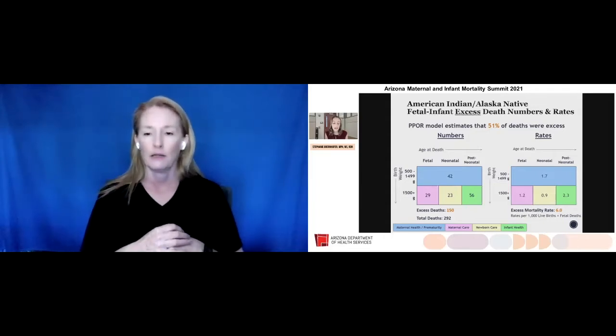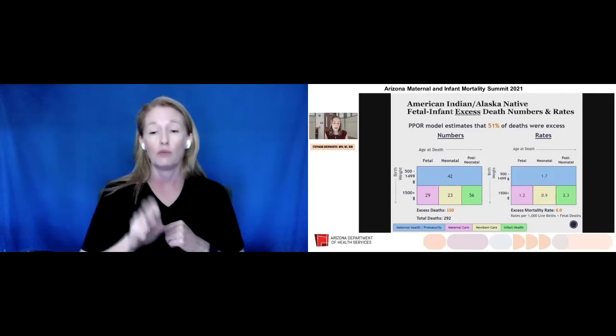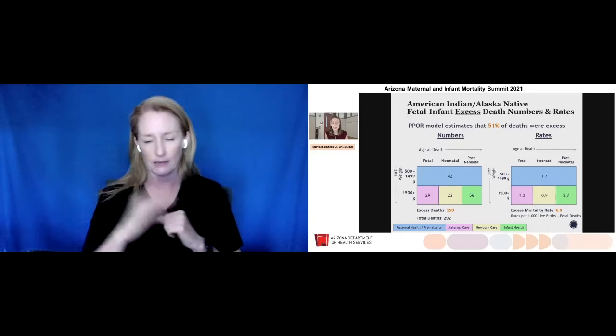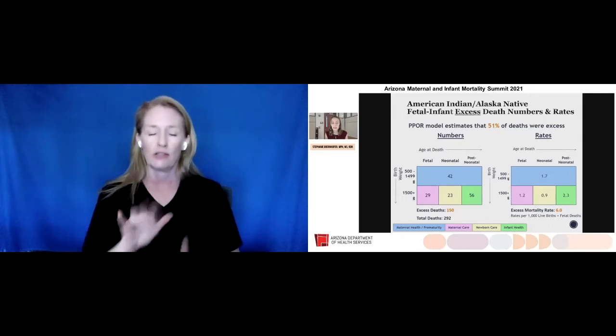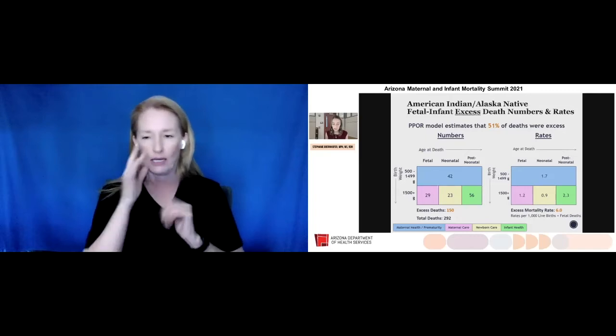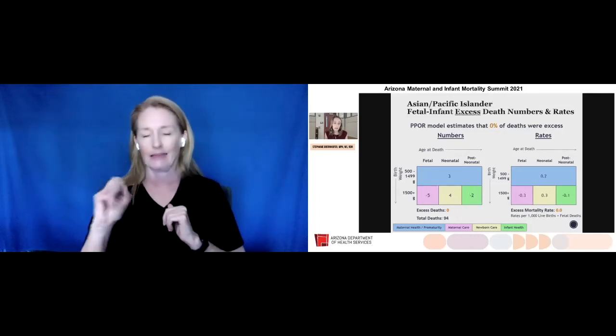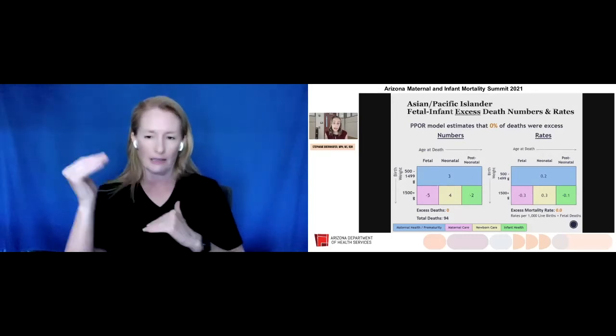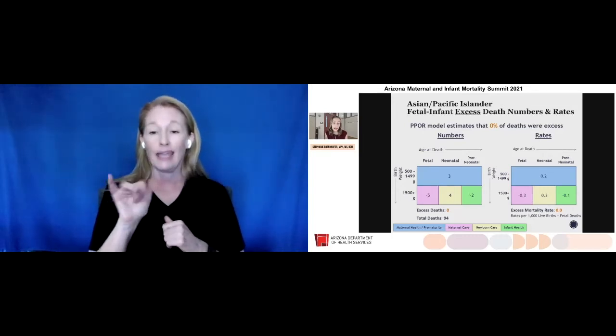And of the 292 deaths, 150 of them were excess, which means that 51% of the deaths amongst American Indian and Alaska Native babies were in excess. When we look at Asian and Pacific Islanders, they actually have no excess deaths at all.